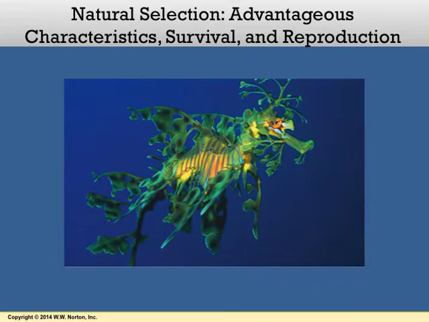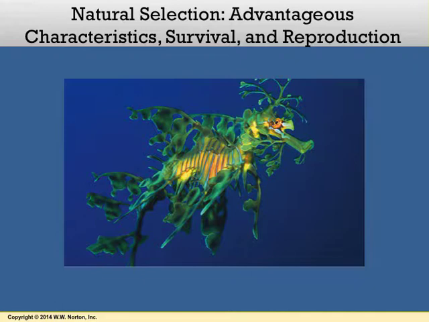Once these new genetic variants are introduced into the population, natural selection can go to work. Over many generations, these genetic variants can increase in frequency and become so finely tuned that an animal as amazing as a leafy sea dragon can evolve. It is time to think about natural selection in more detail.